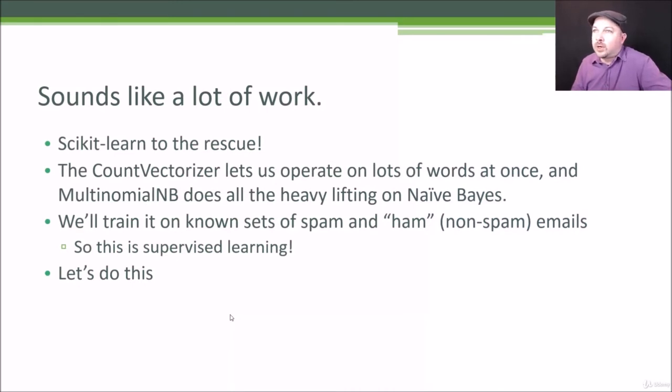This sounds like a lot of work. The overall idea is not that hard, but scikit-learn in Python makes this actually pretty easy to do. It offers a feature called CountVectorizer that makes it very simple to split up an email into all of its component words and process those words individually. And then it has a MultinomialNB function, where NB stands for naive Bayes, that will do all of the heavy lifting for naive Bayes for us. So we can build a spam classifier with not a lot of code.